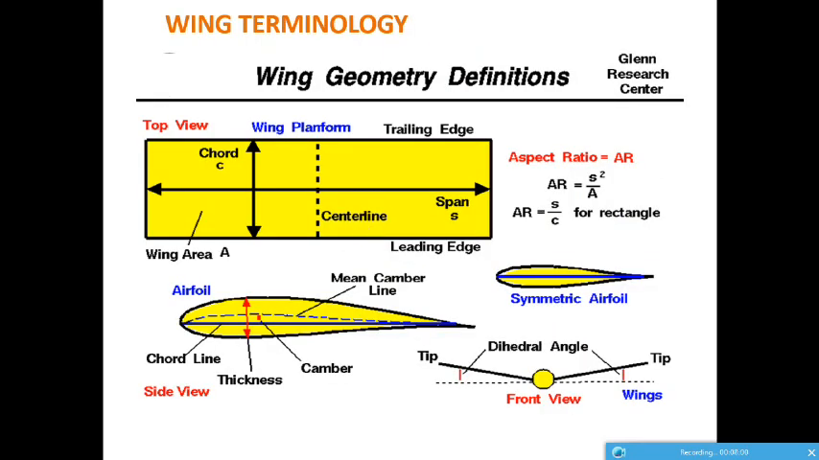So these are some of the terminologies associated with the wing. When you see a wing from the side, the shape of the wing is called an airfoil. This is the basic shape of an airfoil. Here you can read some of the terminologies associated with the wing, such as the length from the tip to the trailing edge, which is called a chord line or a chord. The maximum thickness is called camber.